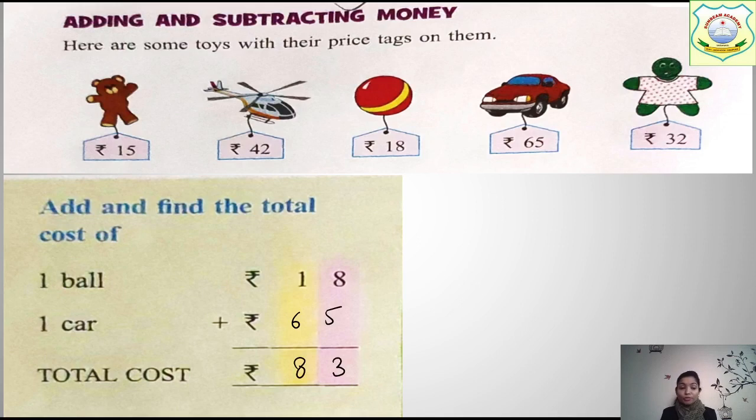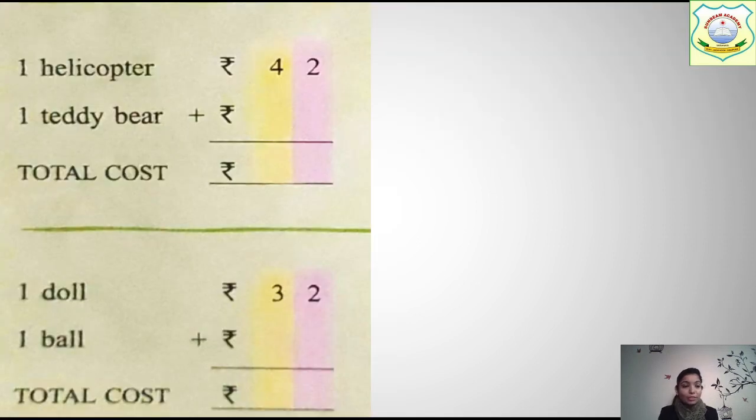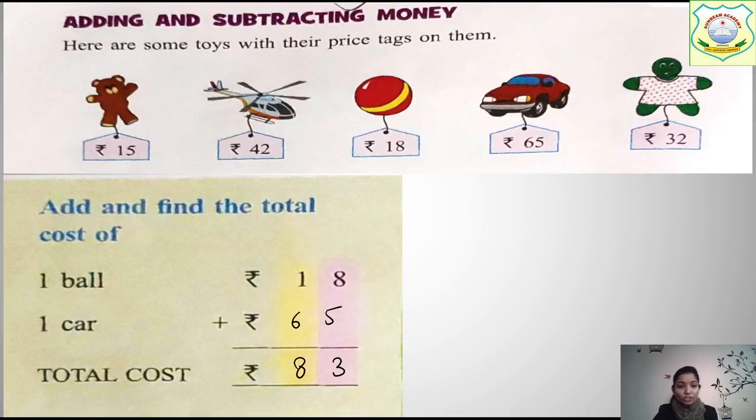Now after doing the first question, we have to do the next two questions. Subtraction part we will be doing in the next class, that is on Tuesday. Today we are doing only the addition part, half part of this question. Alright, now move to the next question. In the next question, the helicopter price is given, 42. If you want, you can check. See, the helicopter price is 42.